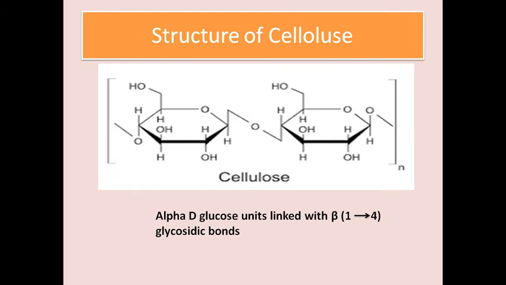Structure of cellulose. Cellulose is an unbranched homopolysaccharide composed of glucose units linked by beta-1,4 glycosidic linkage. It is the most abundant plant structural polysaccharide. Cellulose is the major component of the cell wall of all plants. Wood contains 40 to 50% of cellulose, and cotton is almost pure cellulose. 97 to 99%, the purest form of cellulose, is cotton.